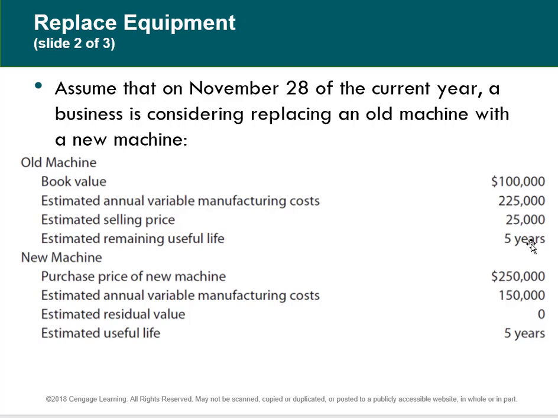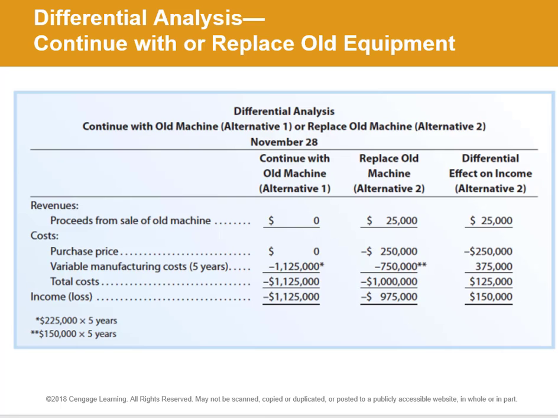Now, if we buy a new machine, it's going to cost us $250,000. But look, the estimated annual variable manufacturing costs go from $225,000 to $150,000. Okay, that's a really big difference. An estimated residual value of 0, in other words, at the end of its life, it won't be worth anything, and the estimated useful life is 5 years. Okay, so here's our decision.